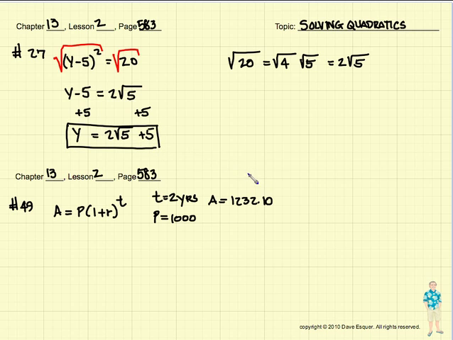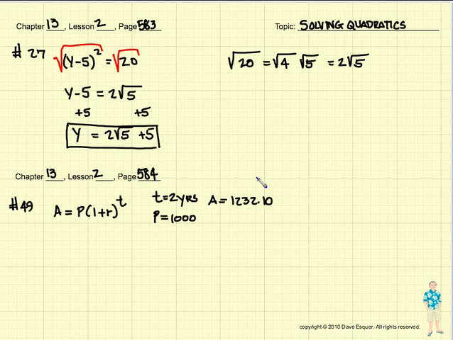Let's move on to something like number 49. This happens to be that equation on page 584. I guess I should fix this. This is on page 584. And it talks about, let me just read it. The amount P is invested at interest rate R compounded annually and grows to the amount A in 2 years. Find the interest rate. So they give us the formula.